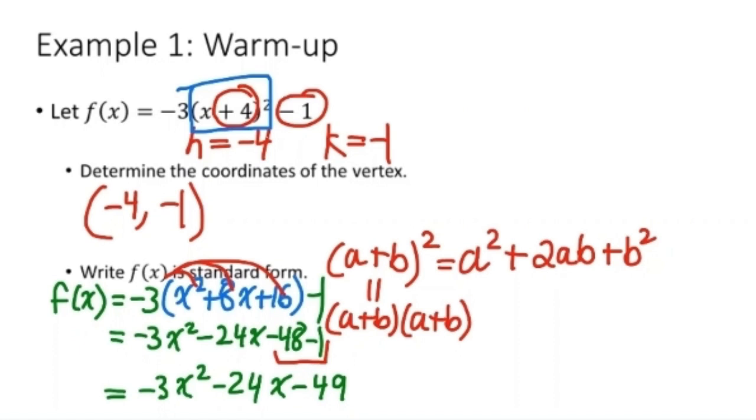If you wanted to check to make sure you were correct, notice how the leading coefficient, -3, still remains the same. Second, if you use -b over 2a to find the x coordinate of the vertex, -24 divided by -3 times 2 does give us -4. And if we plug -4 into our function, we do get -1. So the vertex still remains (-4, -1) in our standard form. You could also check with Desmos, graph both functions, and make sure both graphs line up. That would also be another way to check as well.